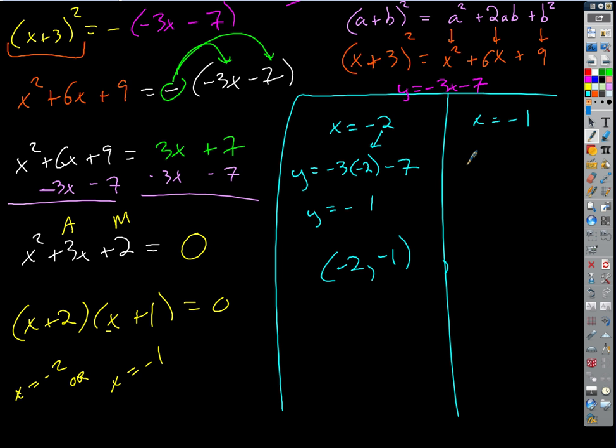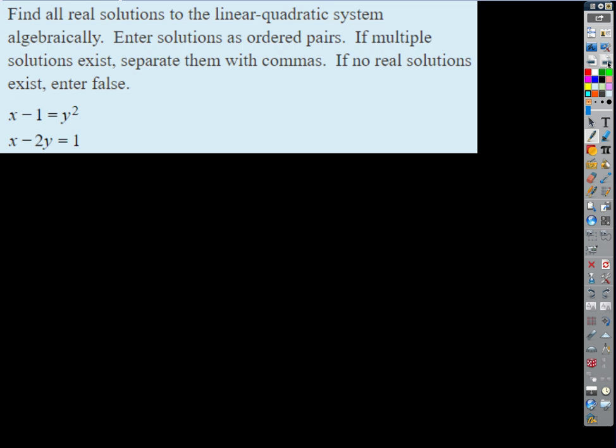Or what about over here? y equals negative 3 times negative 1 minus 7. So that's 3 minus 7, which is negative 4. Oh, we got it. Okay, no biggie. One I want to just quickly show you here is something like this.